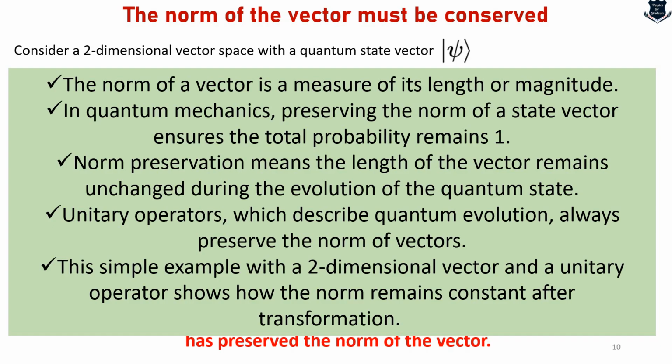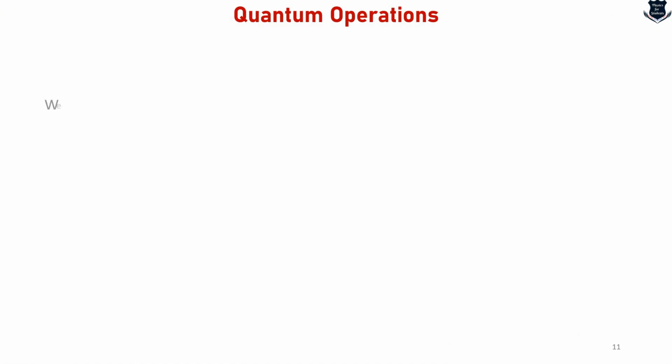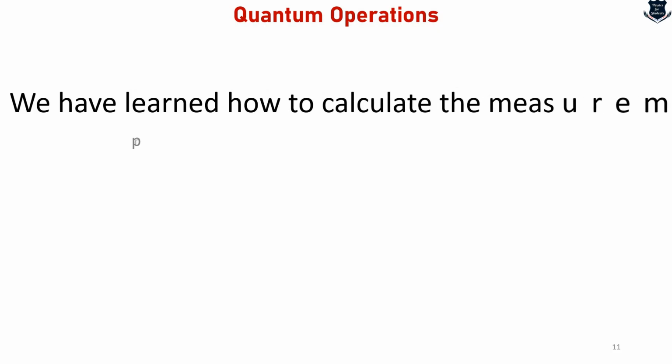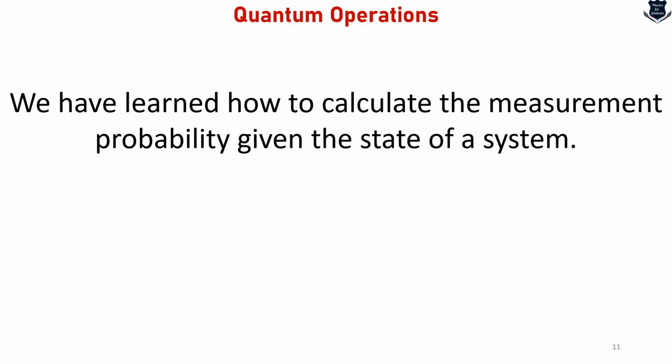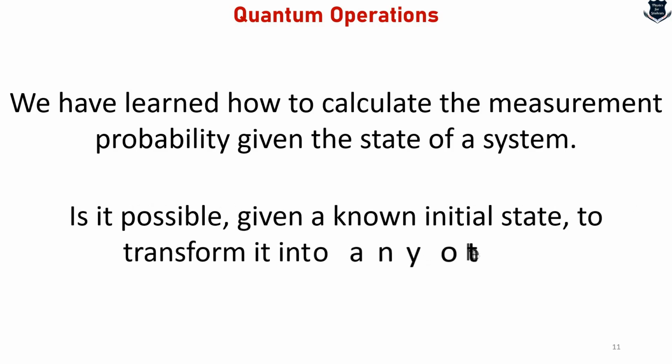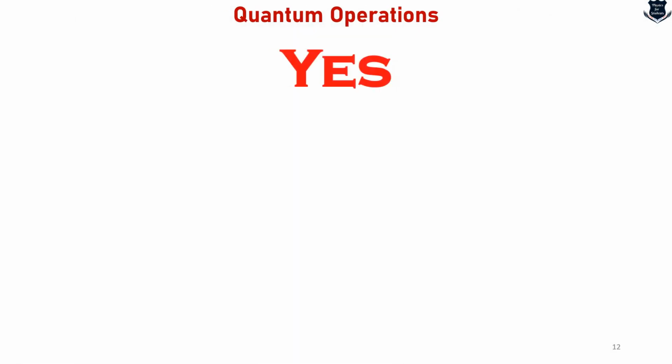So till now, we have understood how to calculate, as in earlier videos in my playlist, how the probability of a given system can be calculated. But the question is: if we know an initial state, whatever it is, is it possible to transform it into any other state? And we are going to look into this, and the answer is a big yes.